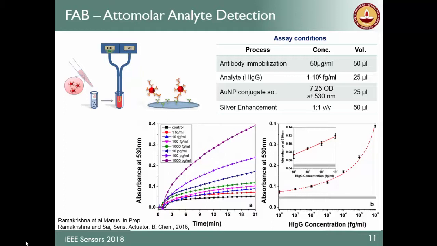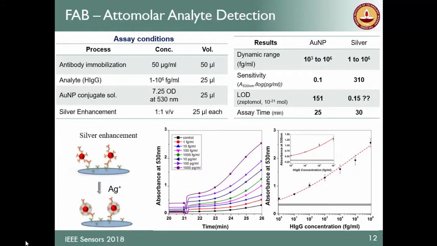Somehow we got one data set with a very smooth curve, while the others were noisy. So I'm showing only the smooth curve. We were able to get a clue that we are kind of able to detect 2 femtogram per ml, but we are not sure. So what we did next was we went for silver enhancement.